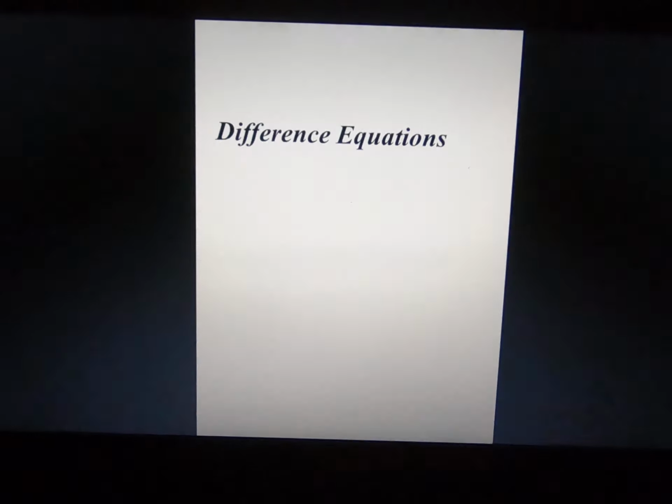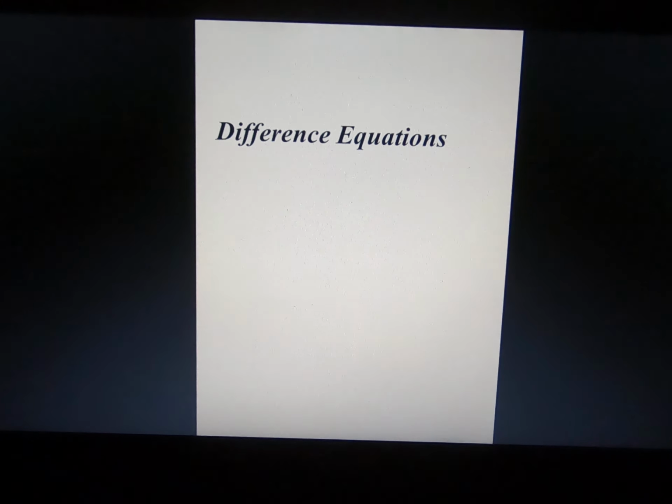Difference equation. This is something to do with discrete dynamics, and it's a kind of recursive relationship between the terms of a sequence. So, the definition.